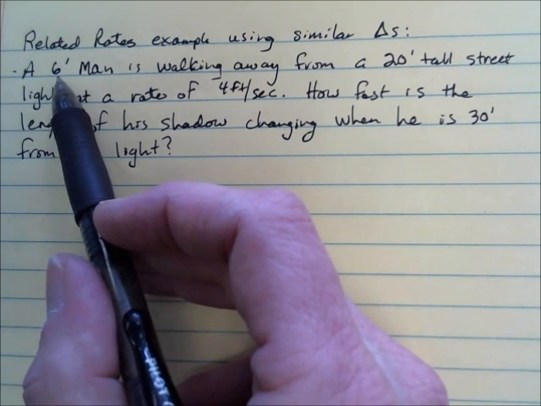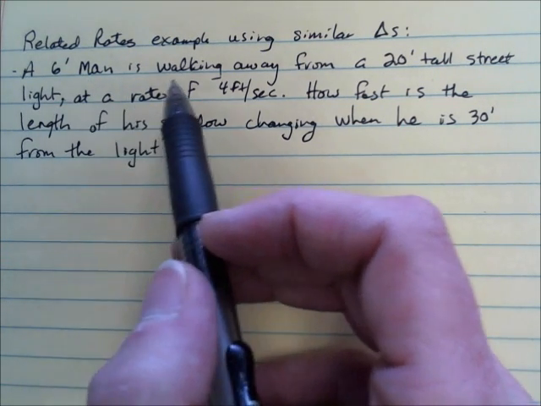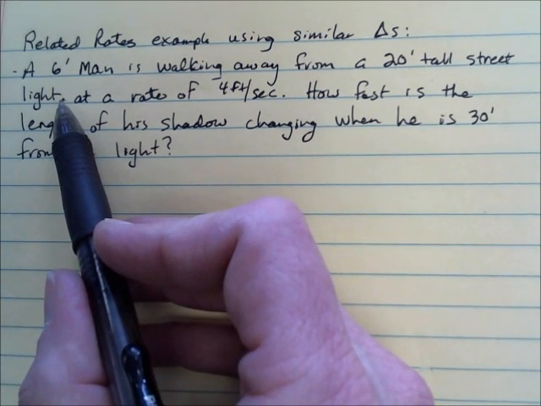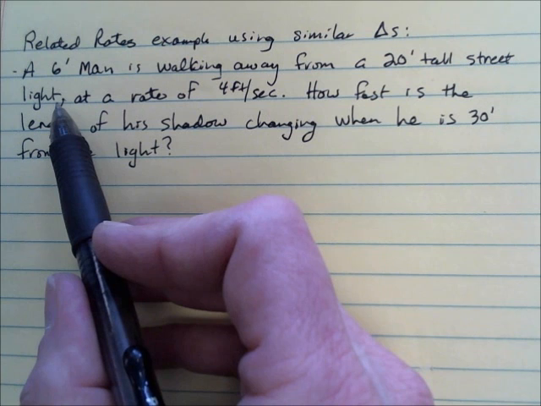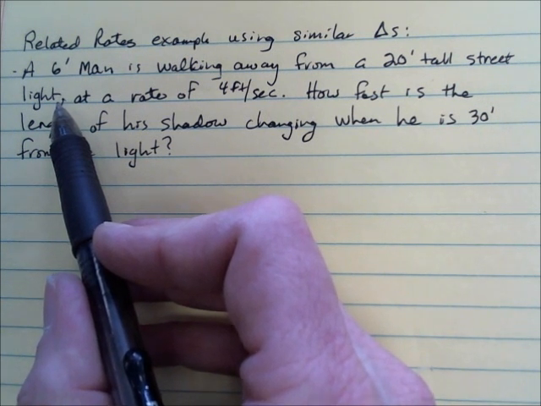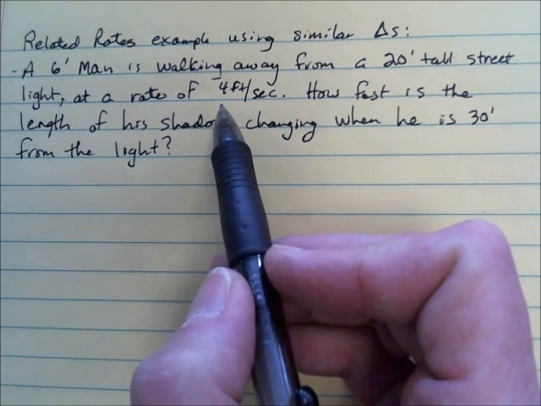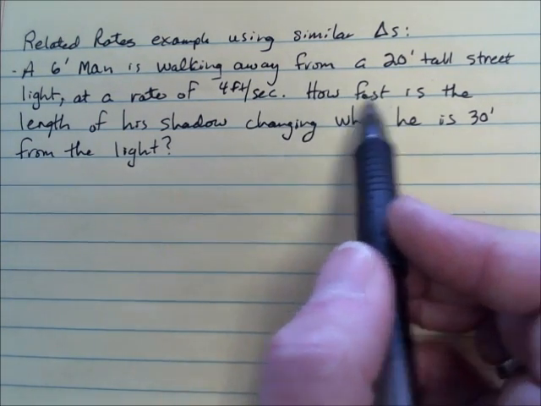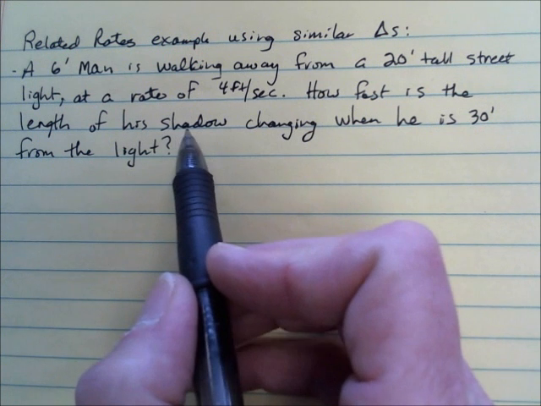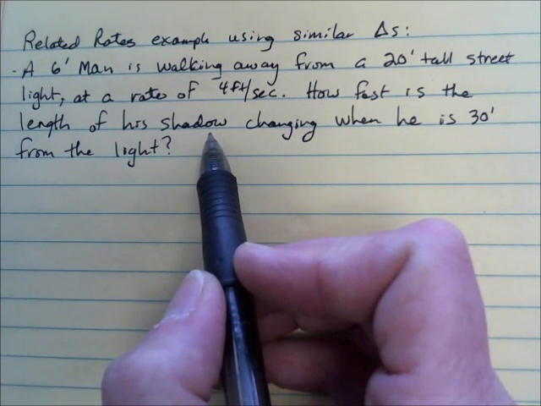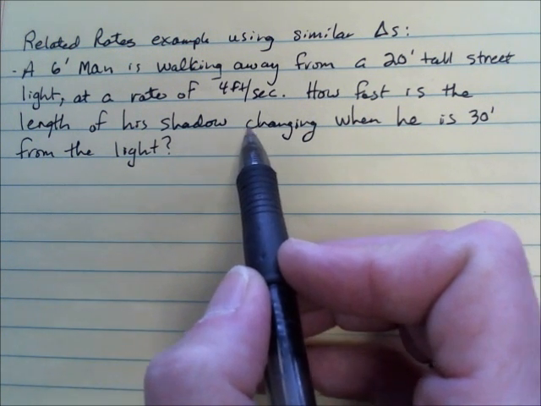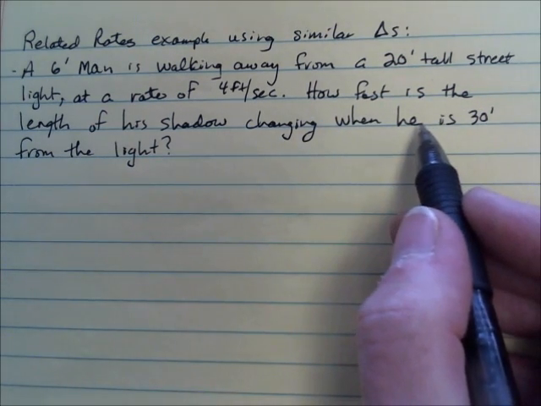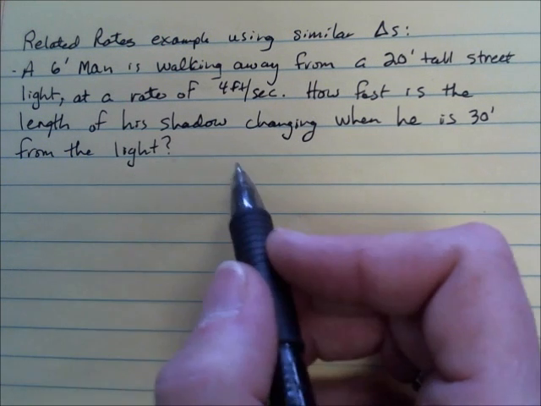And the first one, the very typical one, is this, and I'll give you a minute to write this down. There is a 6-foot man who's walking away from a 20-foot tall streetlight. So just imagine that for a minute. And he's walking away at a rate of 4 feet per second. How fast is the length of his shadow changing? So you can imagine the shadow. How fast is the length of this shadow changing when he is 30 feet away from the light?